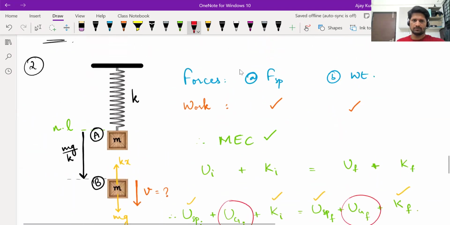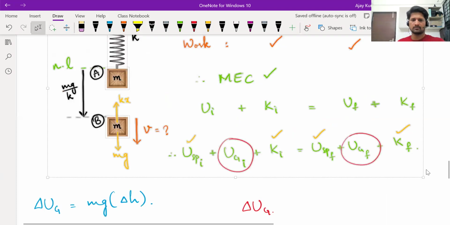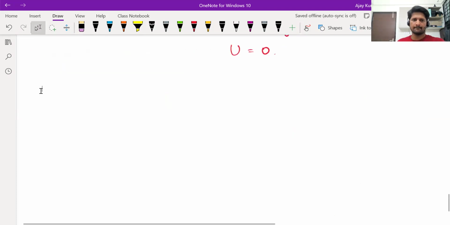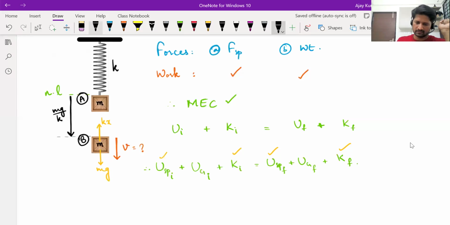Let's apply that in this problem now. Okay, I'll copy all this. Now I will give you the reference. Assume this height is 0 height. For gravitational potential energy calculations, assume the initial height is 0, then the final height will be minus mg by k because it is below the 0 level. These you can use in gravitational potential energy calculations.